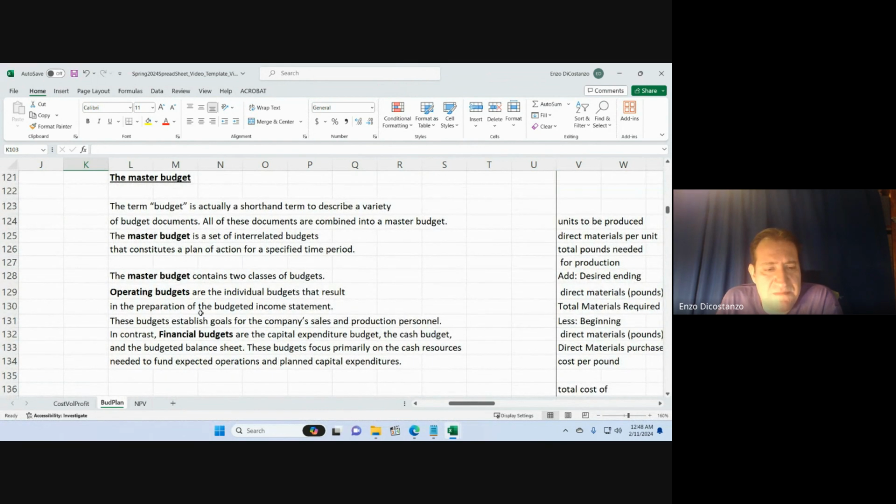Operating budgets are the components that result in the budget income statement. The master budget collects operating budgets and financial budgets. Financial budgets: capital expenditures, cash budget, balance sheet. Operating budgets are everything else: the sales budgets, production, materials, labor, selling, administrative, overhead. That's all operating budgets. These together, operating and financial, is the master budget.